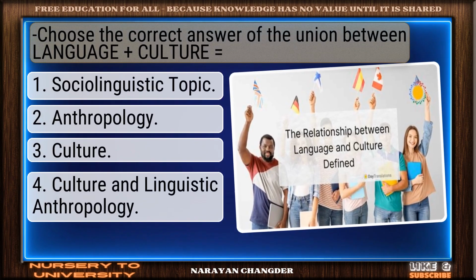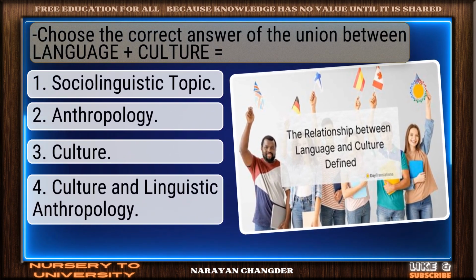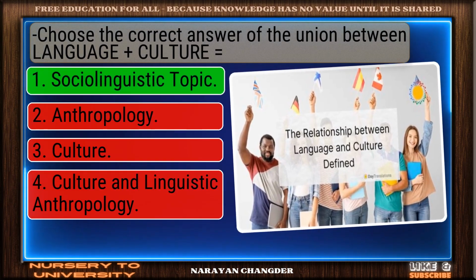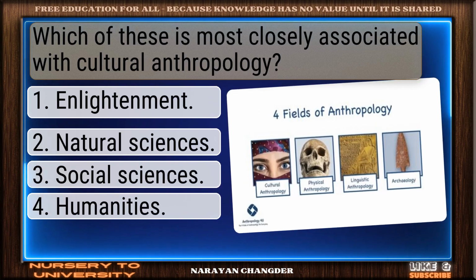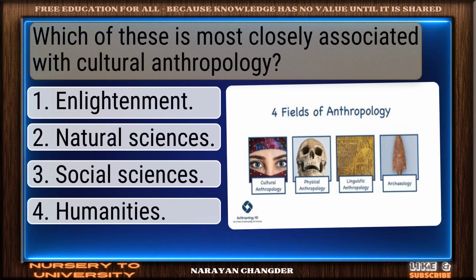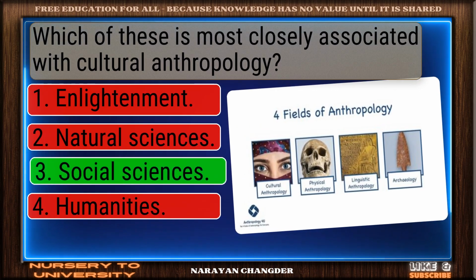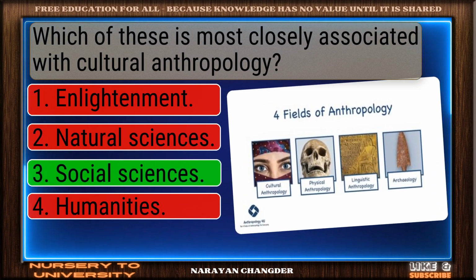Choose the correct answer of the union between language plus culture equal to? Excellent choice. Sociolinguistic topic is the right answer. Which of these is most closely associated with cultural anthropology? Great job! Social sciences is the accurate answer.